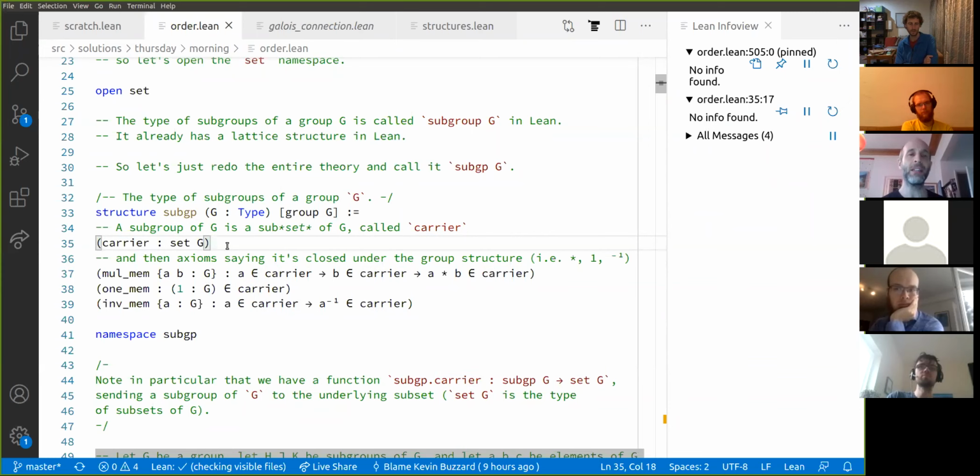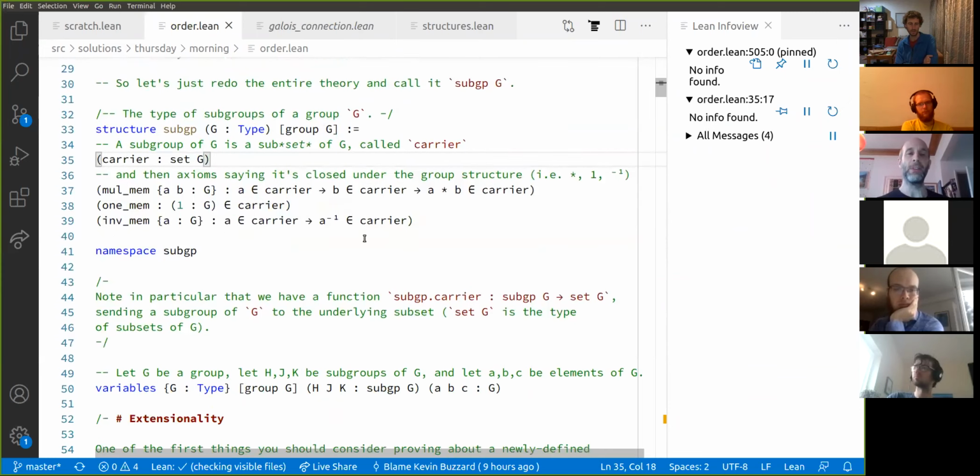We need a subset of G, and then we need to put the axioms that say that this subset is a subgroup. There's one axiom per piece of structure for a group. What does it mean to be a subgroup? It means closed under all of these things here. It has to be closed under multiplication. So if A and B are in the carrier, then A times B is in the carrier. It has to be closed under the identity, by which I mean that the identity is in the carrier. And it has to be closed under inverses, i.e. if A is in the carrier, then A inverse is in the carrier.